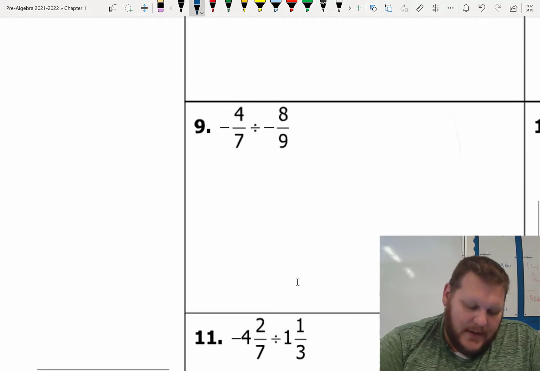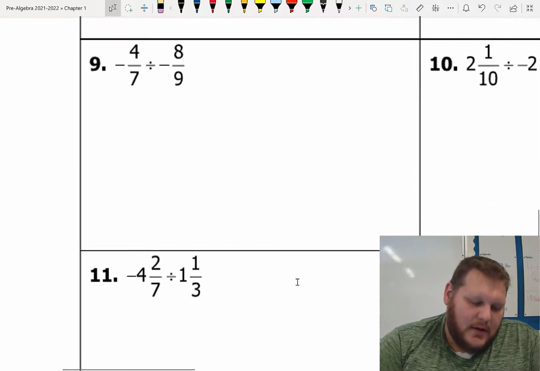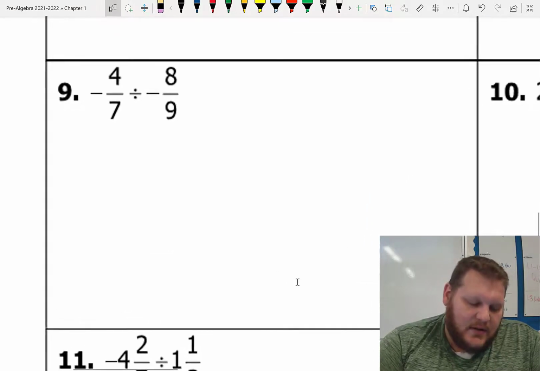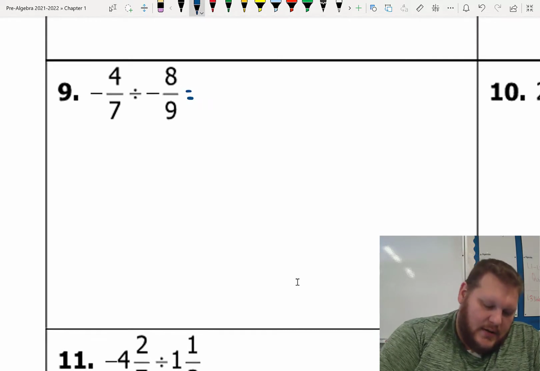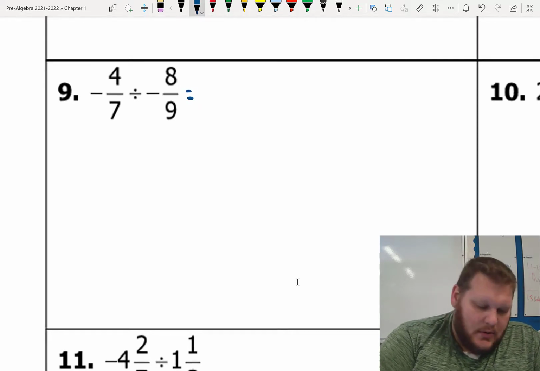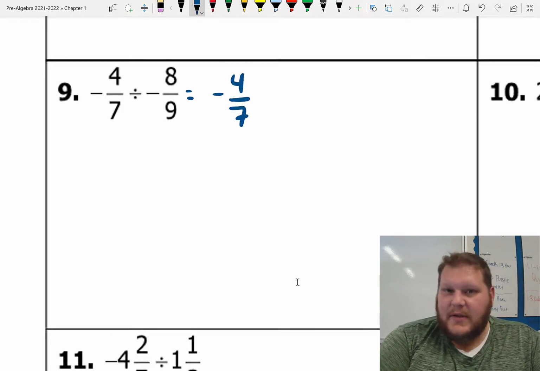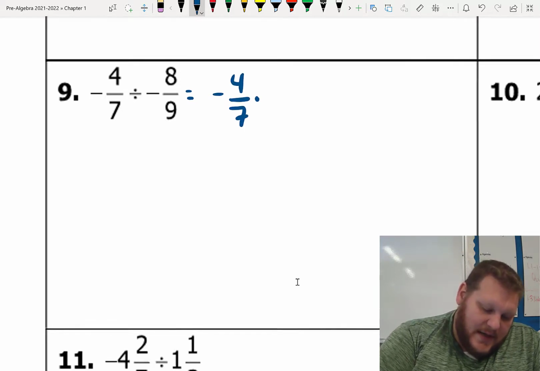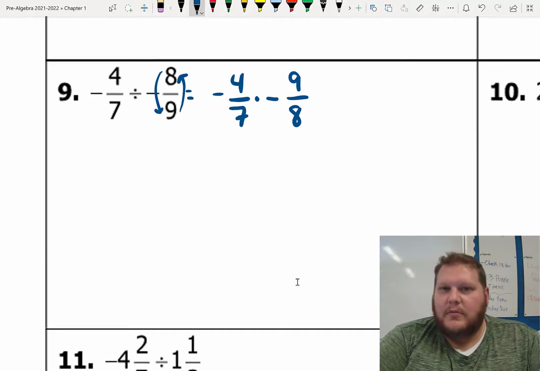Okay, continuing down to number 9. Negative 4 over 7 divided by negative 8 over 9. They're already individual fractions. If I flip to multiply, negative 4 over 7 doesn't change. That becomes times negative 9 over 8. So you can see I'm just flipping my second fraction over.